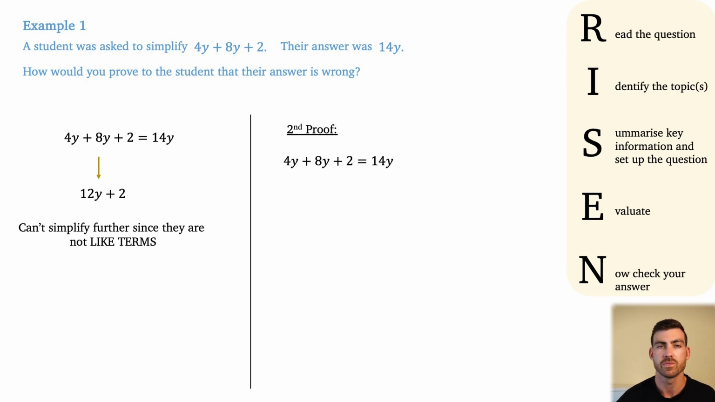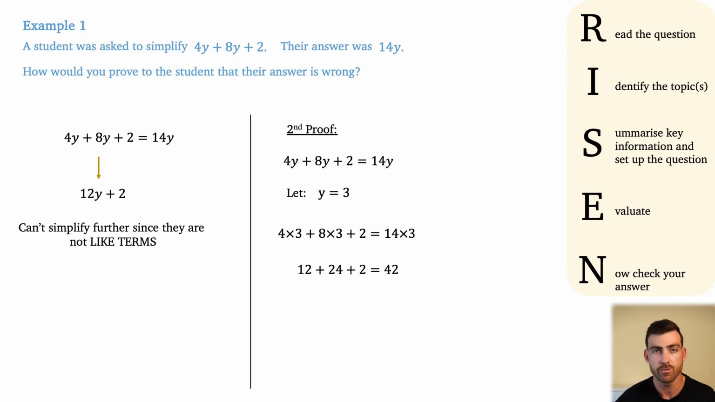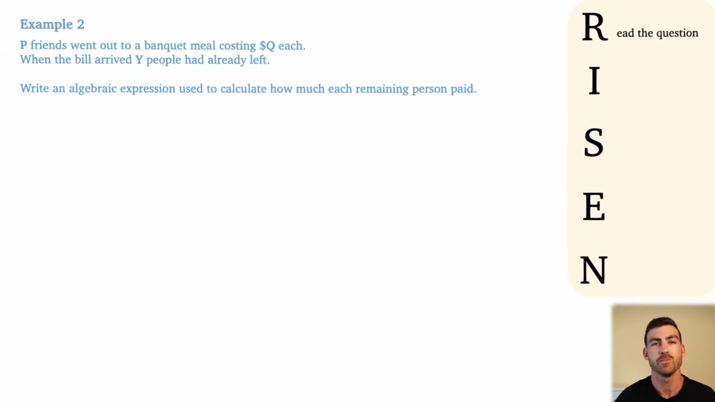For example, if hypothetically we think y equals 3, we substitute 3 in for y. Remember, the hidden operation between the coefficient and the y is multiplication. Completing the right-hand side, 14 times 3 equals 42. Now completing the left-hand side, we complete the multiplication first. We now get 12 plus 24 plus 2. Now complete the addition, we get 38. They are not equal.